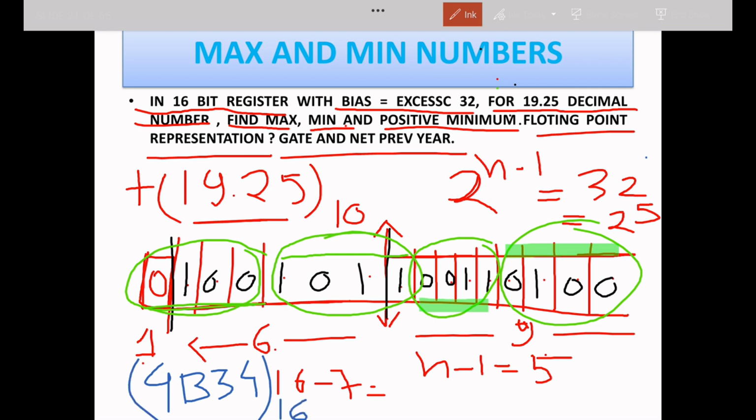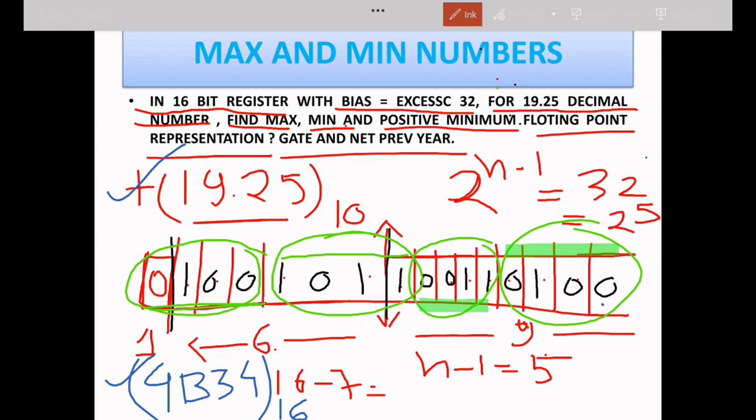This is the floating point representation. The decimal number we convert to the floating point representation, then we convert to the hexadecimal form. Again, hexadecimal to decimal you can also convert, and we already explained how. But you have to use the bias. What is the bias? The bias is excess 32.